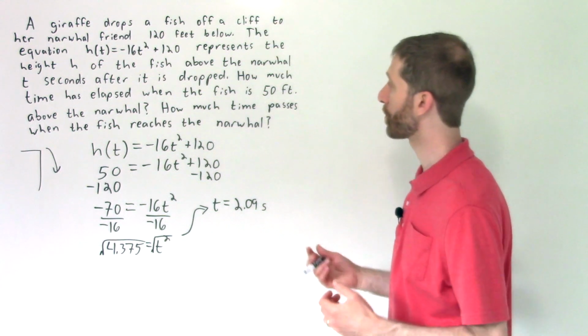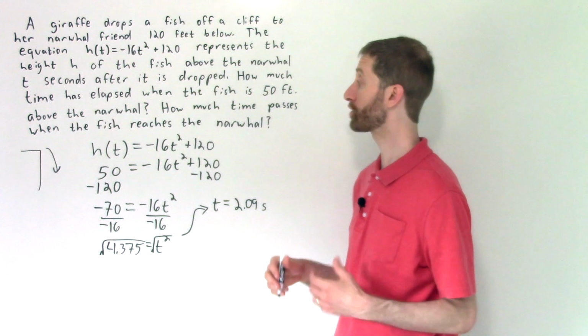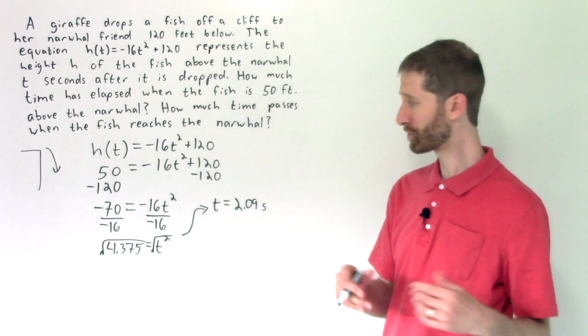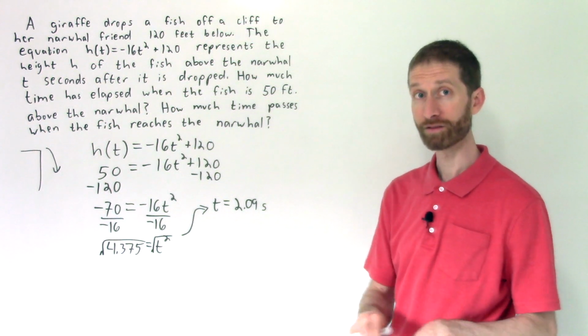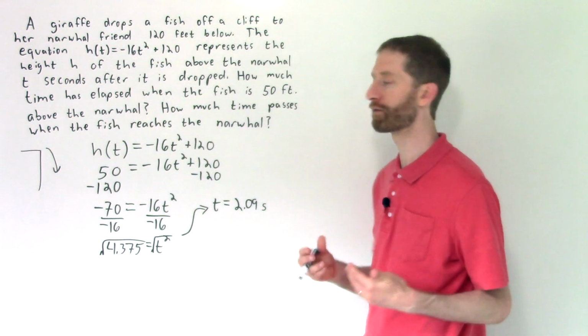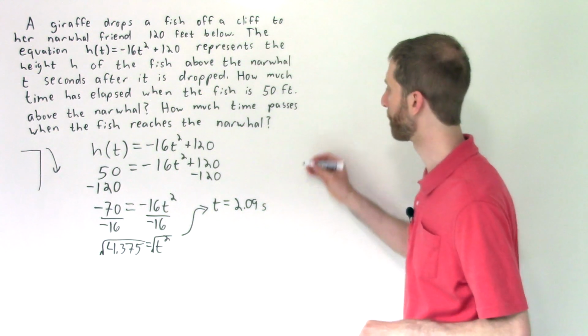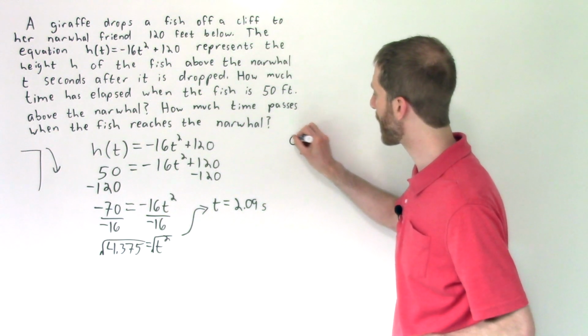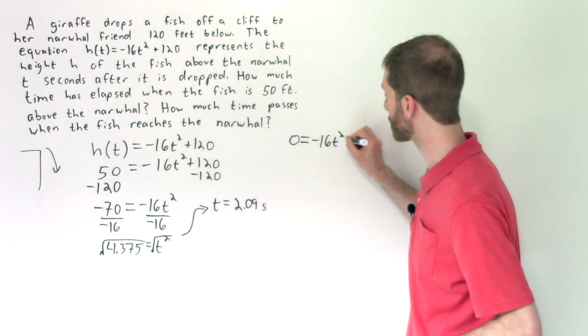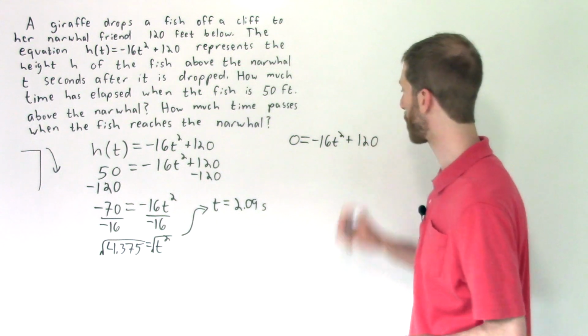Now we're going to go to the second question. How much time passes when the fish reaches the narwhal? So, if the fish has reached the narwhal, presuming the narwhal's in the water, then it's at a height of 0. That's the assumption we're making. So how long until the fish hits the water, which is a height of 0? So that means we're now saying when h is 0, what is the time going to be? So 0 equals negative 16t squared plus 120.